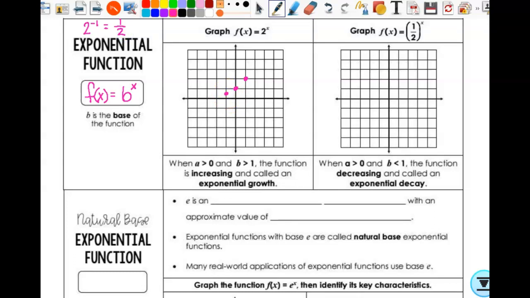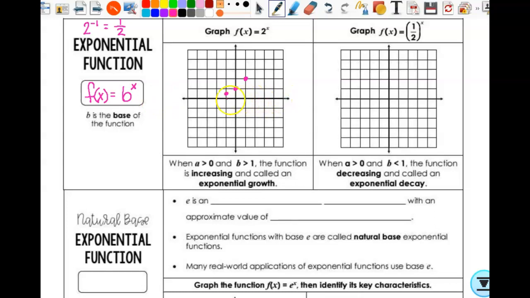Right? So those are the only 3 points I'm going to plot, but if I was to do 2, I'd get 2 to the second, 2 to the third, 2 to the fourth. And it's just going to keep getting bigger and bigger and bigger, right? So we're heading off as x approaches infinity, f of x is going to approach infinity. As x approaches negative infinity, is f of x going to approach negative infinity?